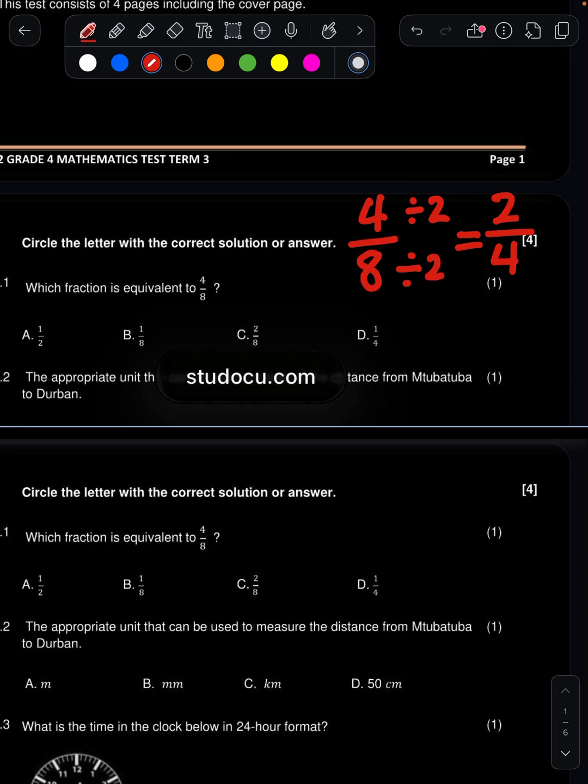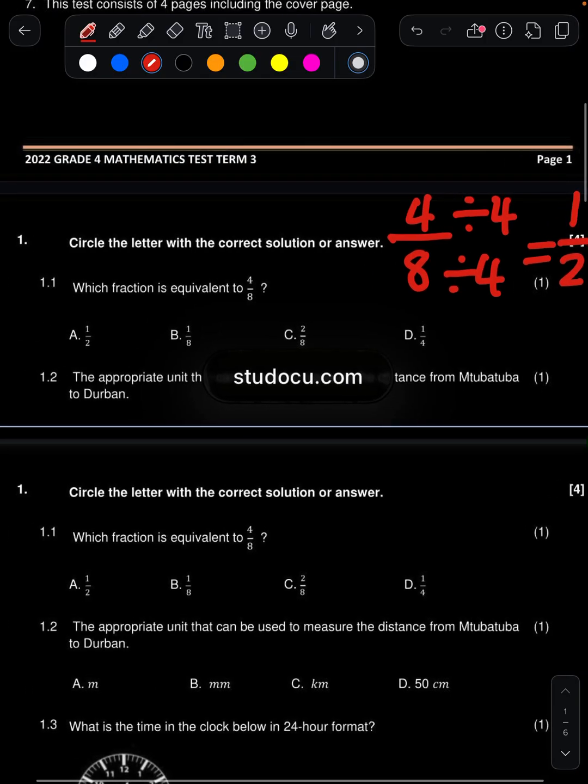None of these answers are that. Let's try something else. You just got to play around with these really. The other thing we could do is divide both of these by 4. So 4 over 8, divide top and bottom by 4. 4 divided by 4 is 1. 8 divided by 4 is 2. So we can see actually that is the same as a half, which is A. That is how I would go about answering this question.